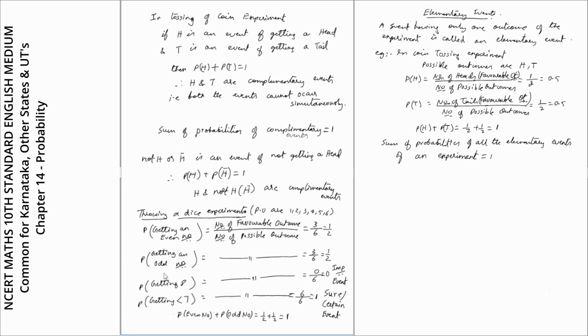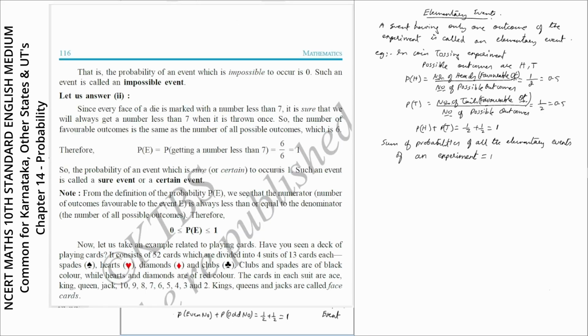And what is the probability of getting an even number? Probability of getting an even number is 1 by 2, and probability of getting an odd number is 1 by 2. So these two events are actually complementary events, because whenever we get an odd number, we won't get an even number, and whenever we get an even number, we won't get an odd number. Therefore probability of getting an even number plus probability of getting an odd number in a dice throwing experiment is equal to 1 by 2 plus 1 by 2, which is equal to 1. And probability of an event is always greater than or equal to 0 and less than or equal to 1.